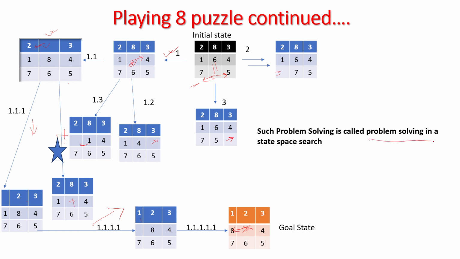So all these steps will be followed, and this is called the state space. Such problem solving is called problem solving in a state space search. So there are various states. So this is the first step, second state, third state. It is a space, meaning there are many states, and it is in a space, we can say in a dimension. We can call it a state space search algorithm or function, or we can say playing the 8 puzzle problem or solving the 8 puzzle problem in a state space search.